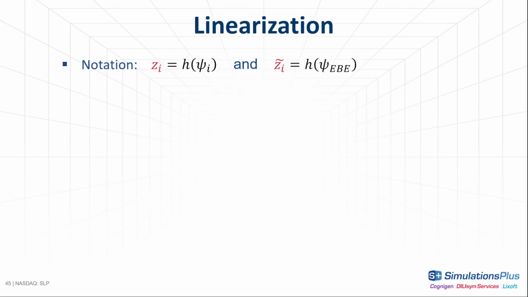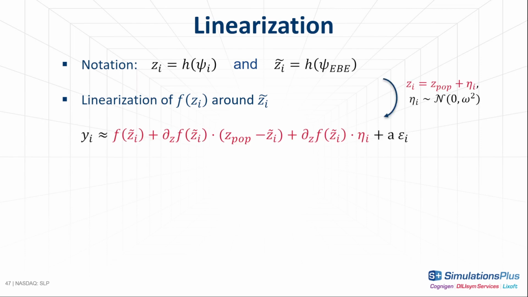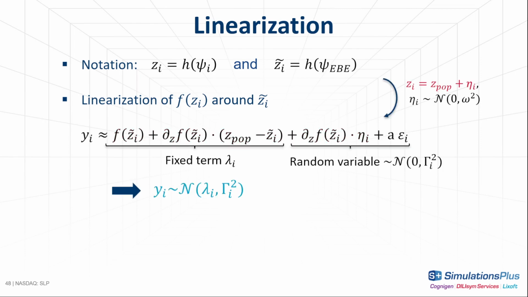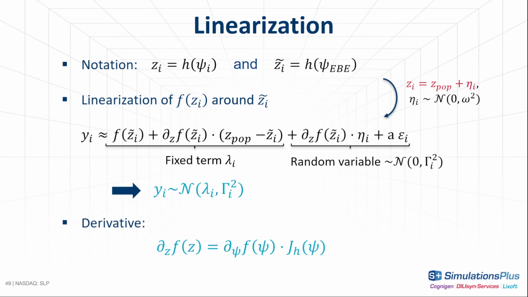In this general case, if I denote the transformation of psi i with zi and the transformation of EBEs with z tilde, then the linearization around the transformed EBEs of the model prediction F has the same formula as previously, and the observations are approximated with a normal distribution around lambda i with standard deviation gamma i. The difference here is only in the calculation of derivatives. Because we use a transformation h of individual parameters, the derivative with respect to z is a product of the derivative with respect to the parameter psi and a Jacobian of the transformation h.